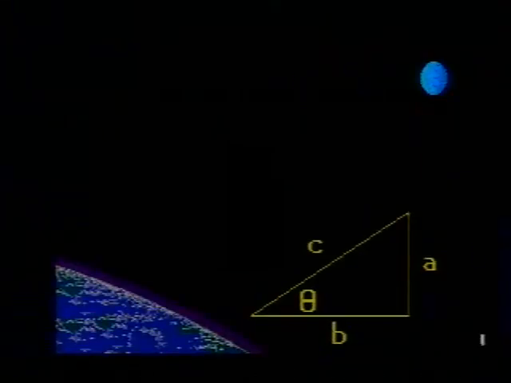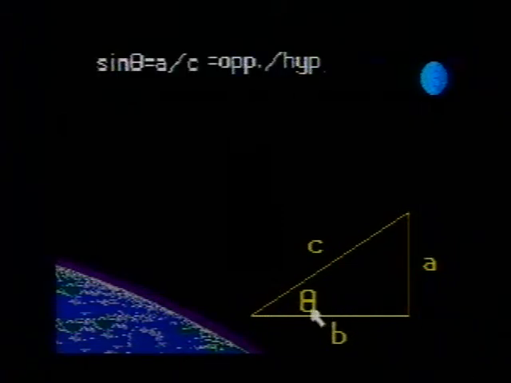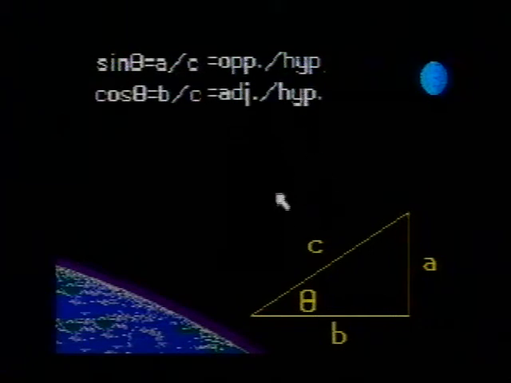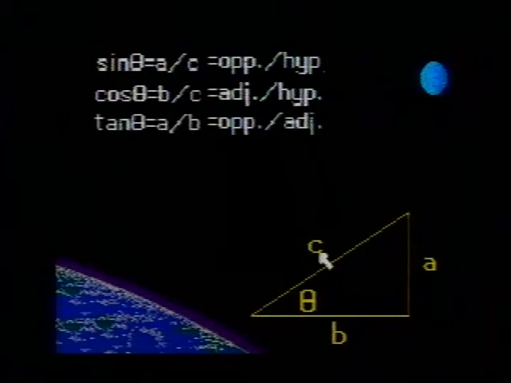We look first at some trigonometric relationships involving a right triangle. We define the sine of the angle theta to be the ratio of side A over C, or the opposite side over the hypotenuse. We define the cosine of the angle theta to be the side B, the adjacent side, over the hypotenuse. We define the tangent of the angle theta to be the opposite side over the adjacent, A over B.